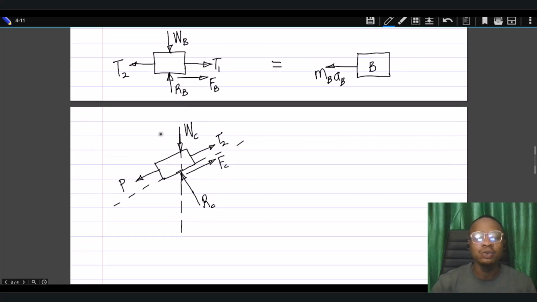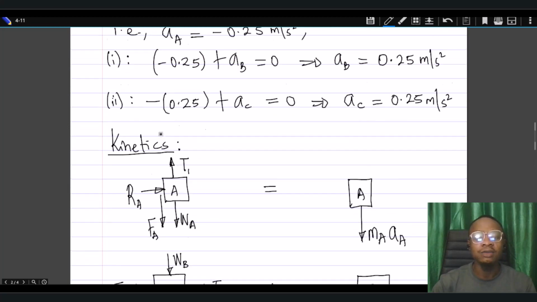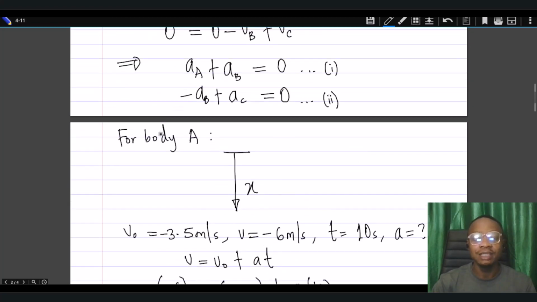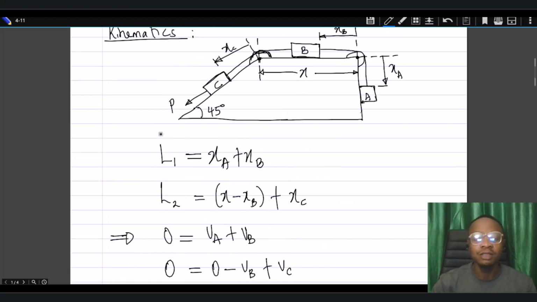So with that, we are good to go for body C. We have indicated all of the forces. There is friction directed upward because the body moves downward. So that is directed upward as indicated, and then force P as indicated is also directed down the incline, and this is directed up the incline. That is tension T2 because that's the tension in the second cable.